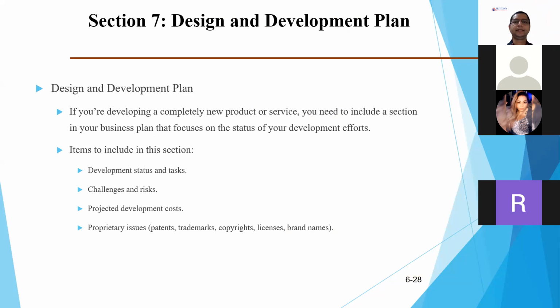The next section is the design and development plan. If you are developing a completely new product or service, you need to include this section. But if it is an existing business, perhaps you can ignore this section. So you need to describe the status and tasks, challenges and risks. Especially you can do an analysis of the SWOT, the opportunities and threats, projected development cost, and property issues like how you do your patenting, your trademarks, copyright, licensing, or brand names, etc. In this section, you can detail all this.